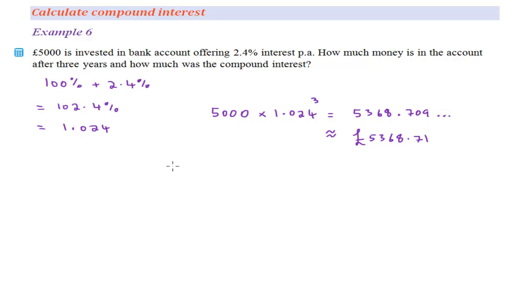So the compound interest here, in this case, we can calculate just by finding the difference between the starting amount and what we've now got there. So the compound interest is £5,368.71, take away 5,000, which we can do in our head here to get £368.71.